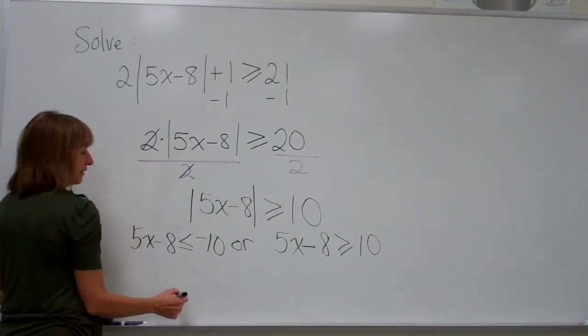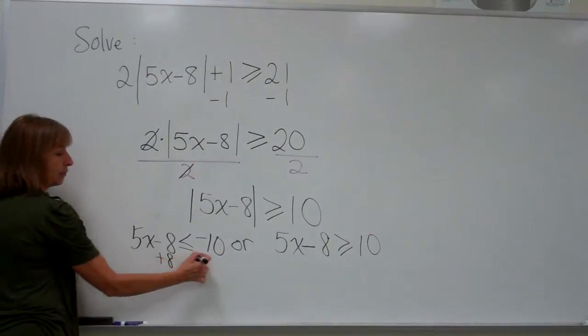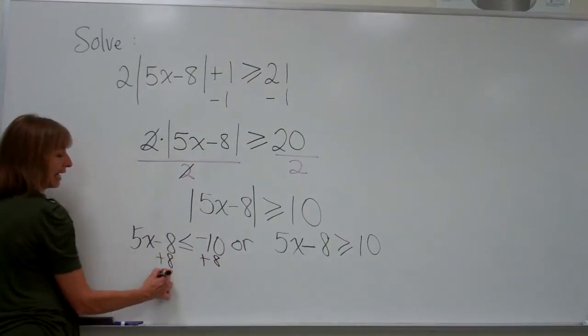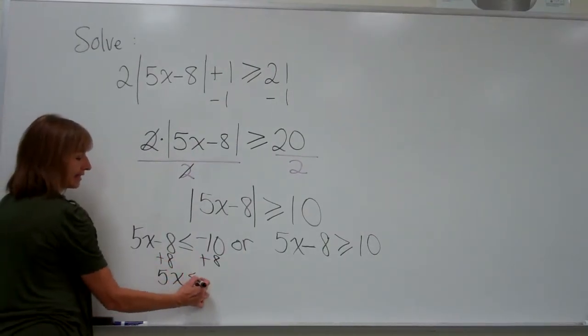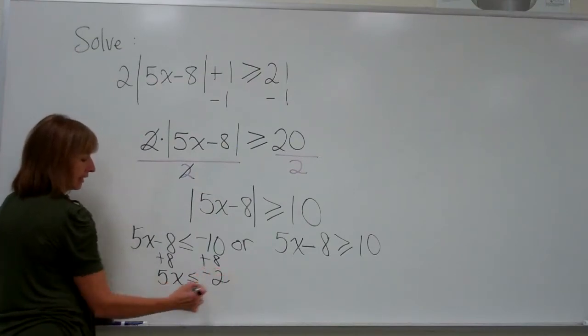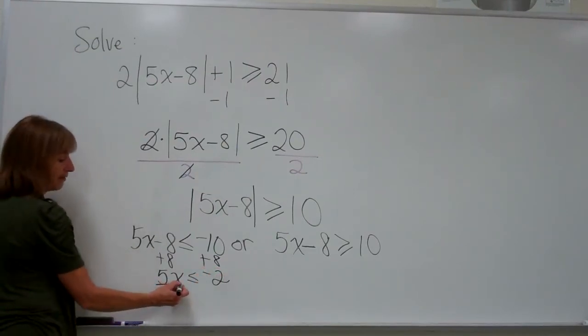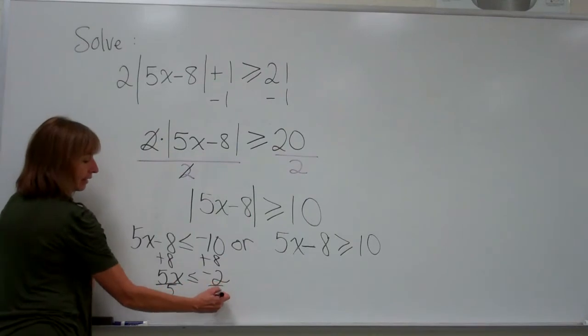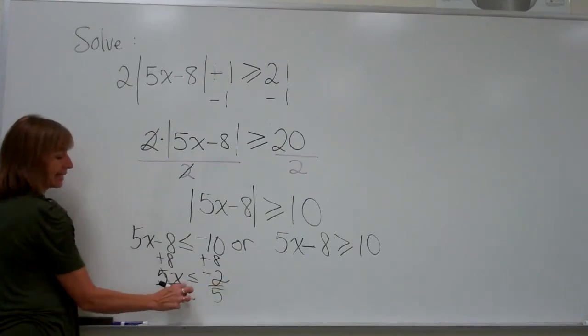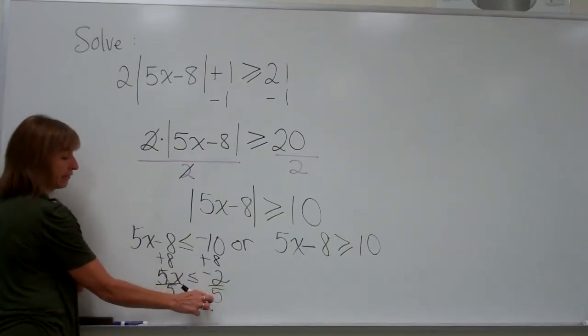Now we can solve these individually. We'll add 8 to both sides and get 5x is less than or equal to negative 2. And then we'll divide both sides by 5 to get that x is less than or equal to negative 2/5.